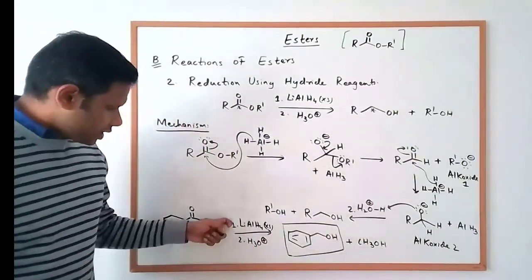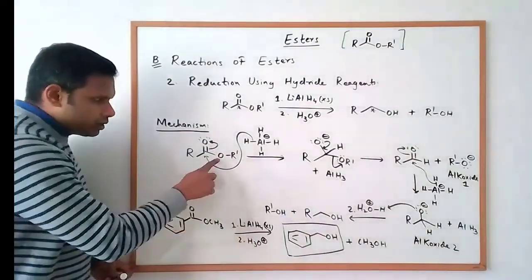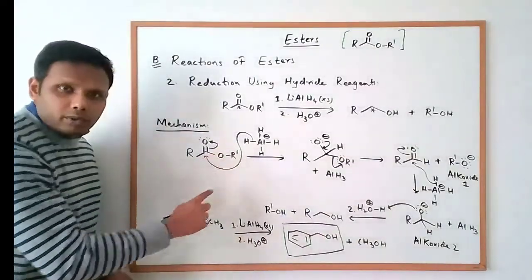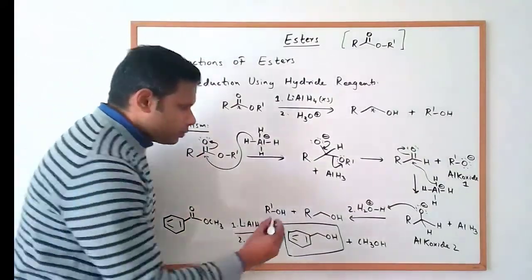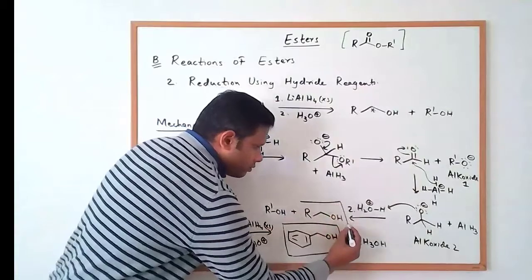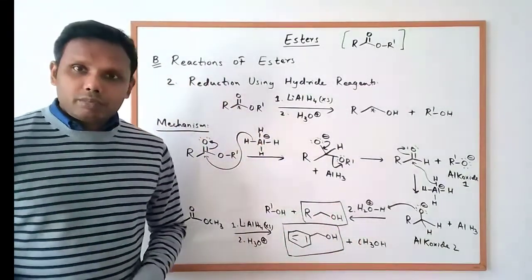Okay, we are not doing a reduction as far as this methoxy group is concerned. So we're not doing a reduction as far as the OR prime is concerned. We're doing a reduction of the acyl carbon. So this would be our main product. Okay, that's something important to keep in mind.